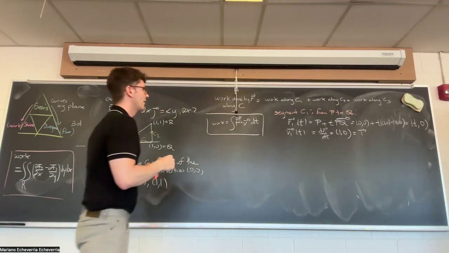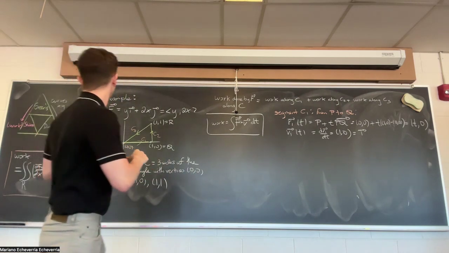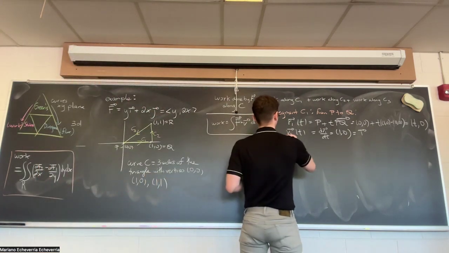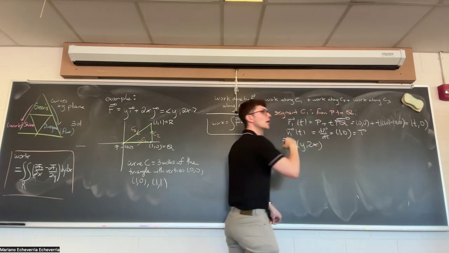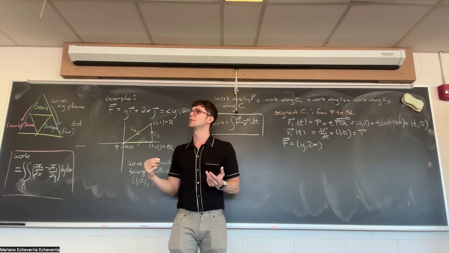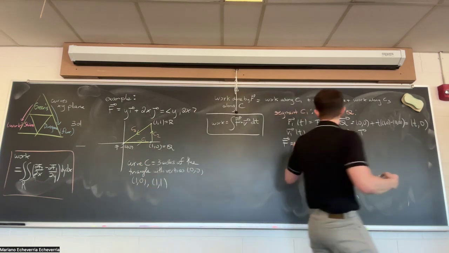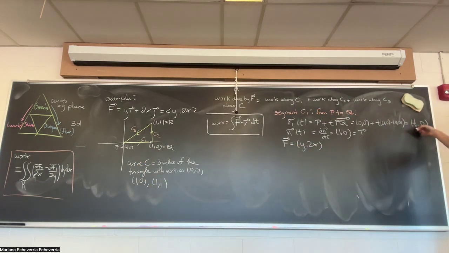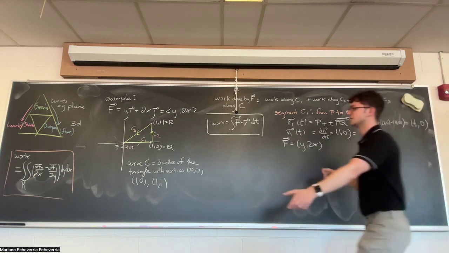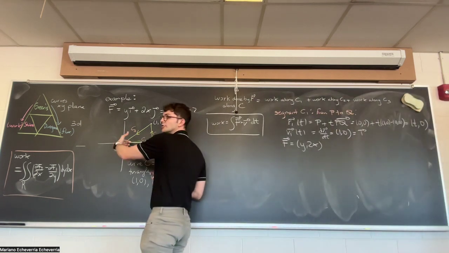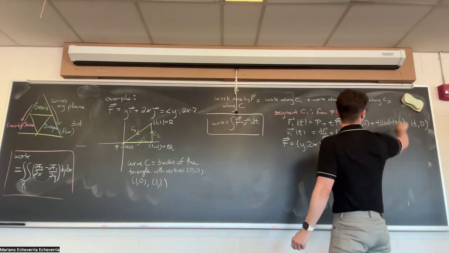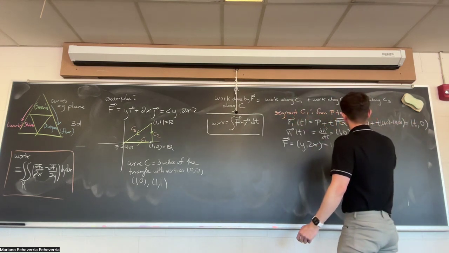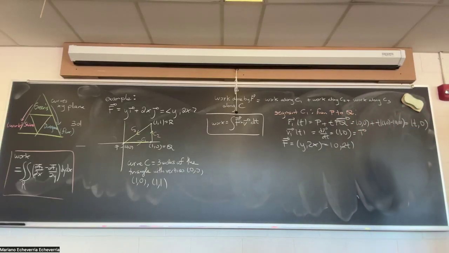Okay, and then the force F is y comma 2x in general, but you have to replace it in terms of the parameterization, right? What is y in this case? It is 0, because you are along this horizontal segment, which is at y equals 0. And what is 2x? x is t, so it's just 0 comma 2t, right?